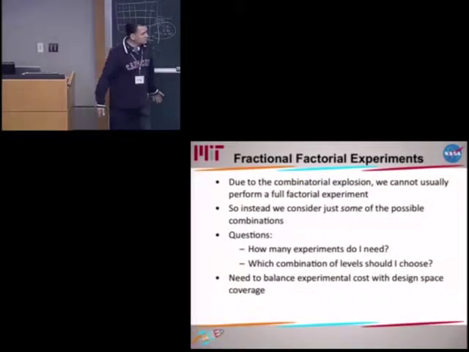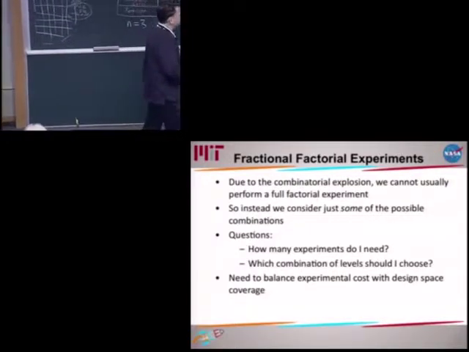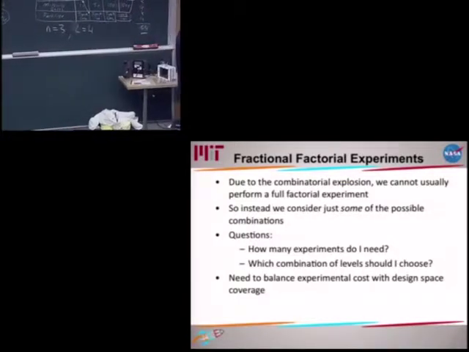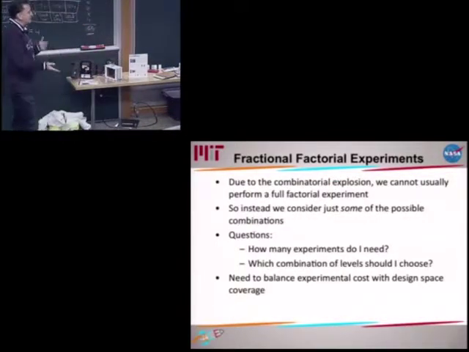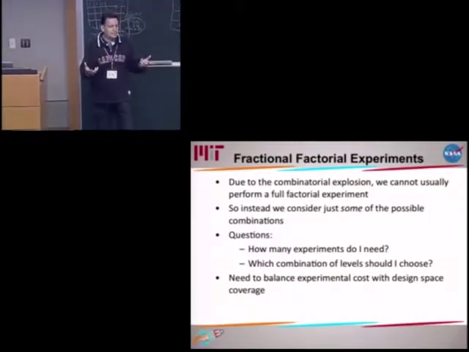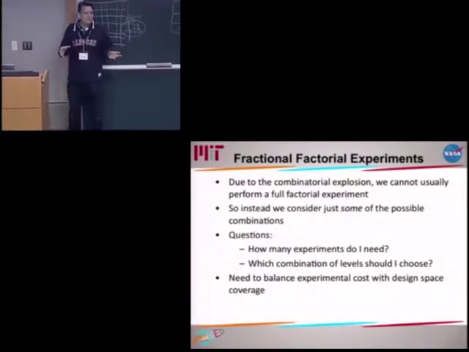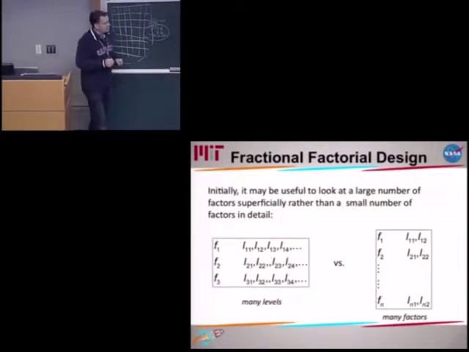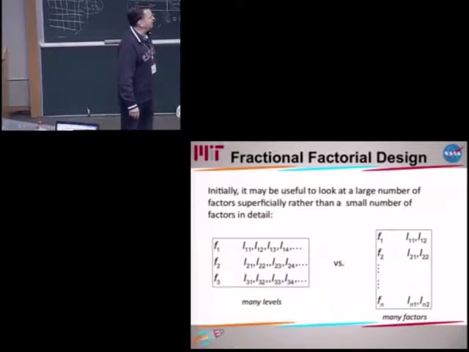So what we do is we say, well, let's look at a subset of these experiments, and that's called fractional factorial experiments. So we're going to look at a subset, and then the question is, well, what's the right subset to look at, right? How many experiments do we need? What combinations of levels should we choose? And there's a trade-off, there's a balance here between experimental cost, how many experiments do we carry out, and design space coverage, or how much information we gain. So let me briefly summarize some of the techniques that we typically use for that.